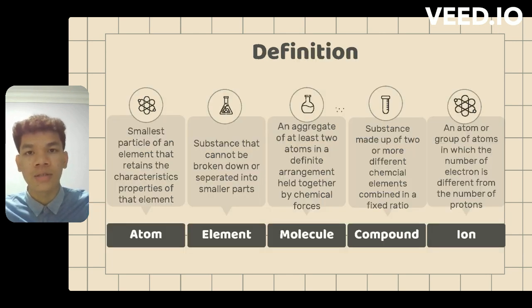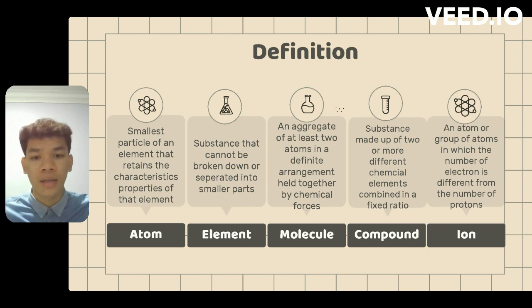These are the definitions of the subtopics that we're gonna learn. The first one is atom. Atom is the smallest particle of an element that retains the characteristic properties of that element. Element is a substance that cannot be broken down or separated into smaller parts. Molecule is an aggregate of at least two atoms in a definite arrangement held together by chemical forces. And compound is a substance made up of two or more different chemical elements combined in a fixed ratio. And the last one is ion, which is an atom or group of atoms in which the number of electrons is different from the number of protons.